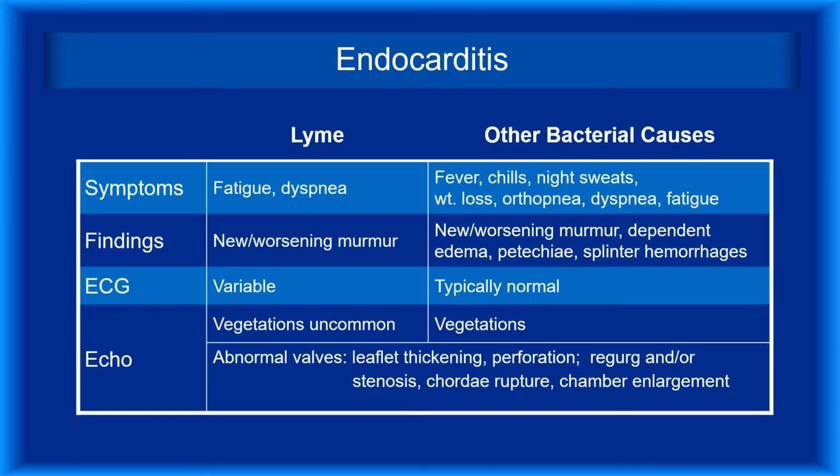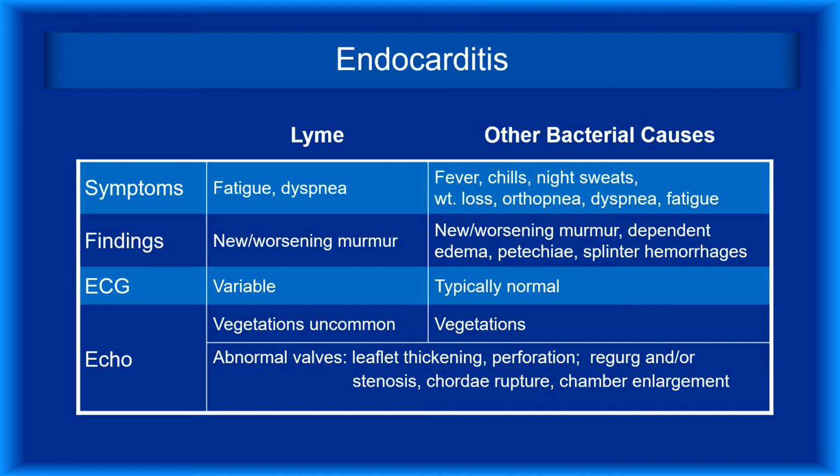This table compares Lyme endocarditis to endocarditis secondary to other bacteria. Unlike the other bacterial causes, Lyme carditis is not typically associated with pronounced fevers, chills, or night sweats. Petechia and splinter hemorrhages have not been reported for Lyme endocarditis. The most commonly reported symptoms and signs are fatigue, dyspnea, and a new or worsening murmur.